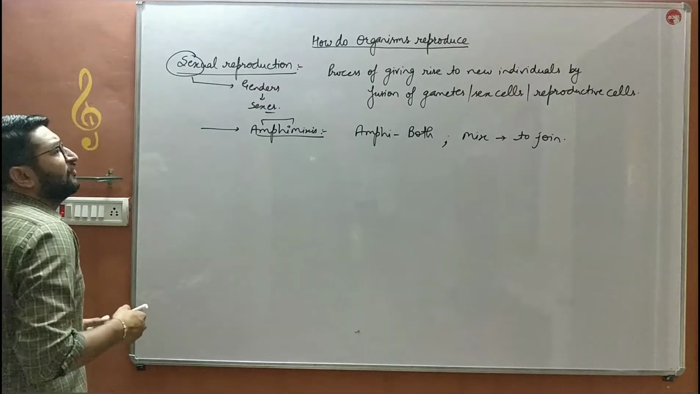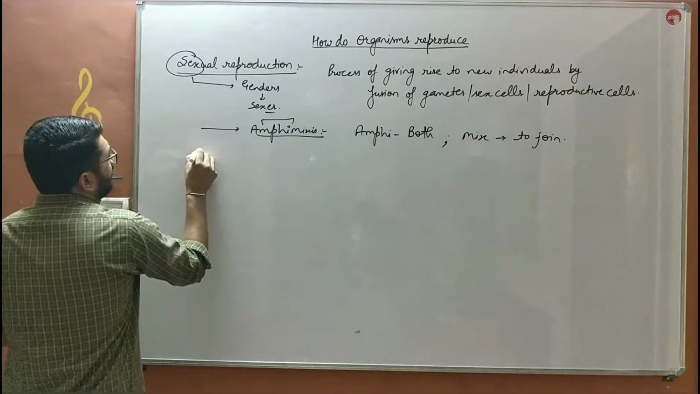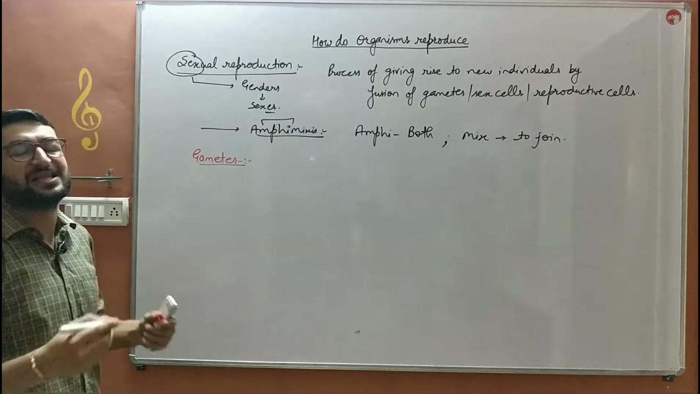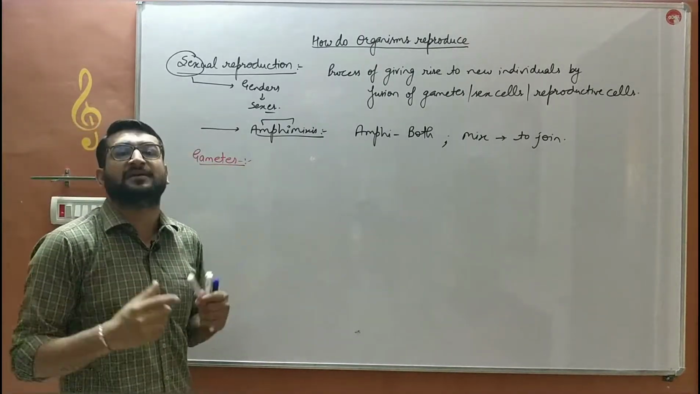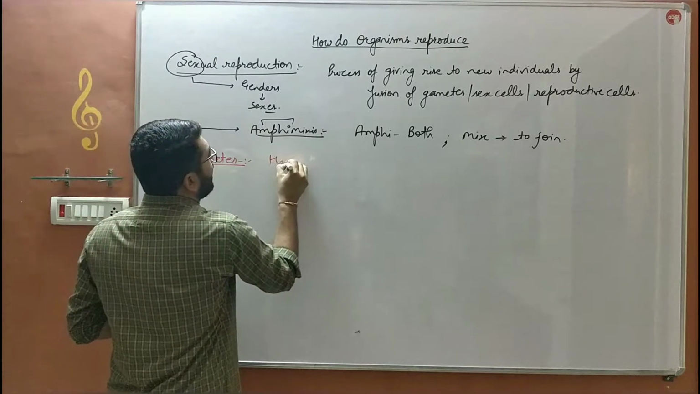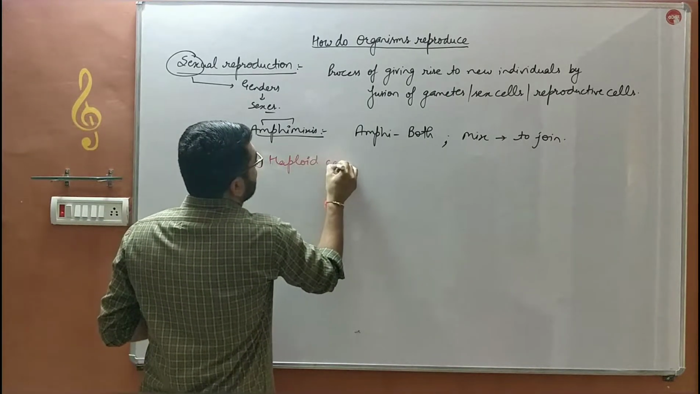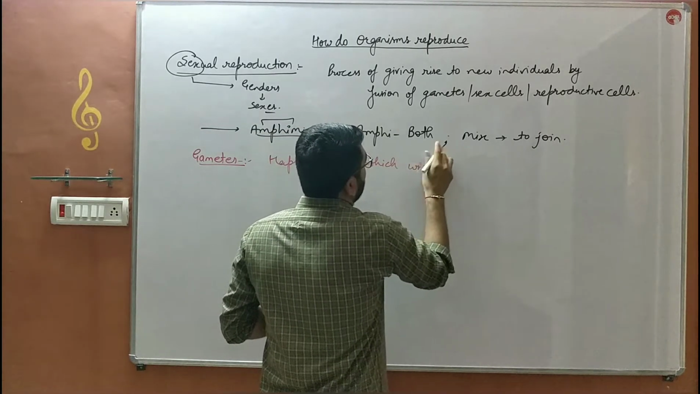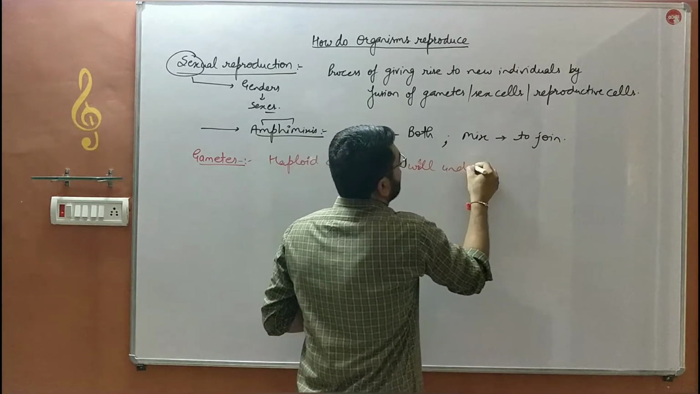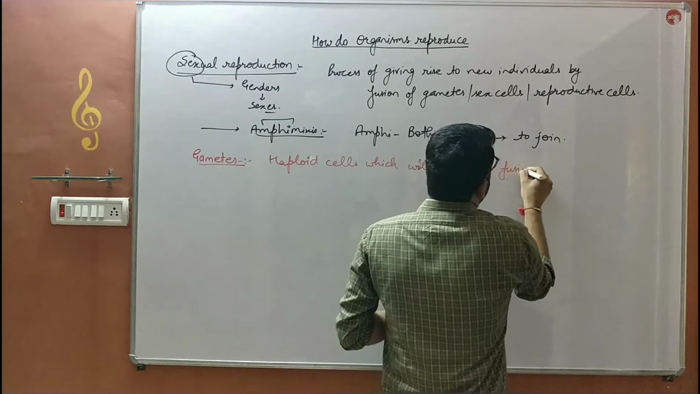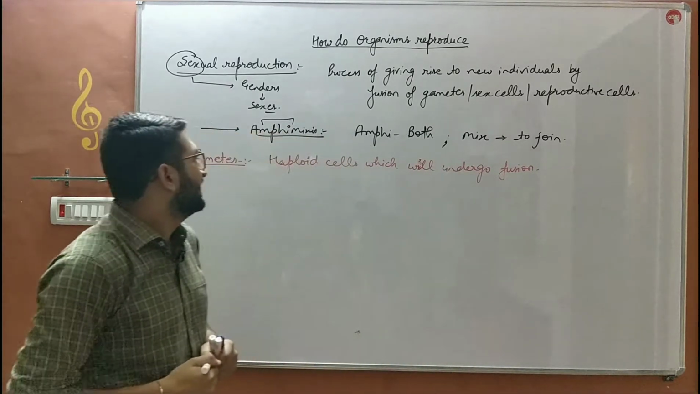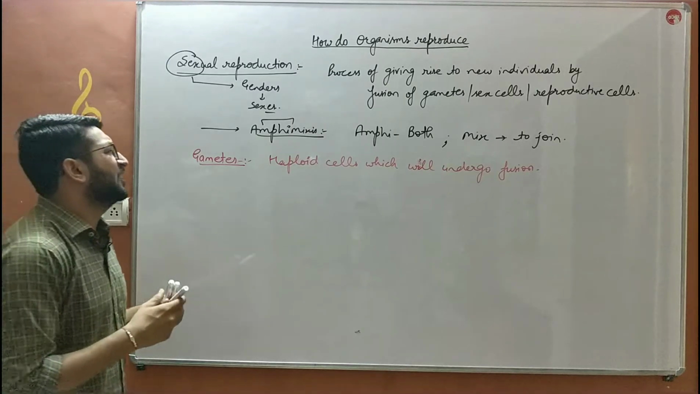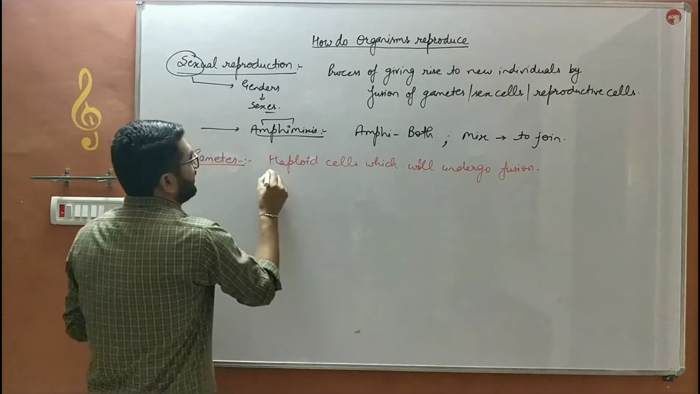So here, children, we are continuously talking about one term, that is gametes, sex cells or reproductive cells. What are they? These are the haploid cells which will undergo fusion to produce a new individual or to produce a young one. That is known as gametes, the haploid cells. Now the question arises, what is haploid?